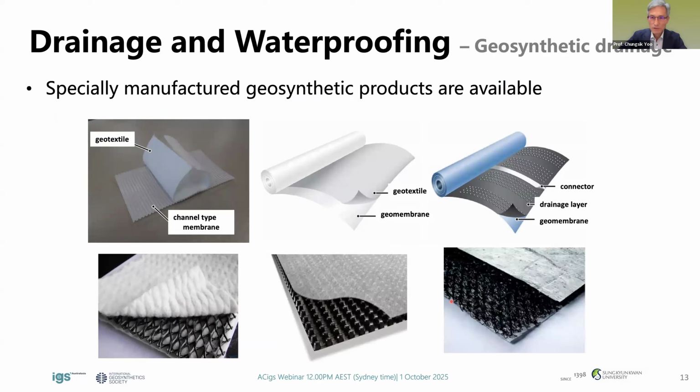Now, a range of specially manufactured geosynthetic products are available on the market, especially in Korea. And these products combine multiple functions: filtration, so you see this geotextile, and drainage by geotextile, sometimes geocomposite, and geomembrane for waterproofing. Okay. So these all-in-one type products simplify illustration and illustrates how the water can be handled for a tunnel structure.